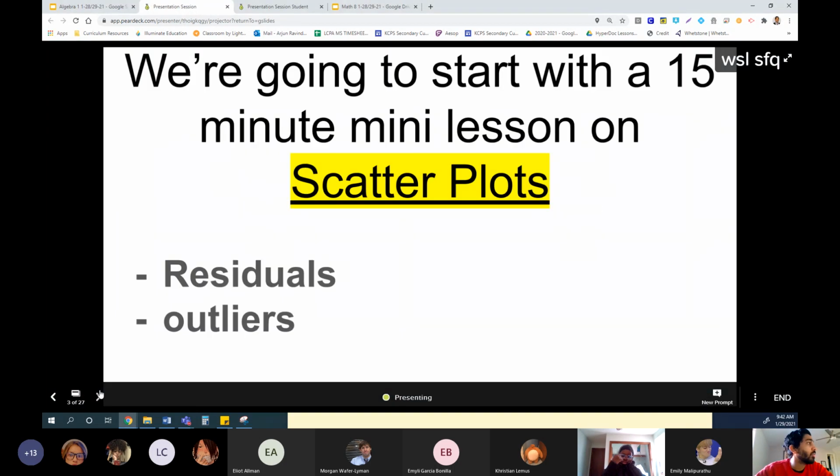So that's going to bring us to a mini lesson on scatter plots. We're going to finish up scatter plots right now. So we're going to talk about residuals and outliers. So you're going to want to, in your notebook, or flip back to your notes from when we were working on scatter plots.